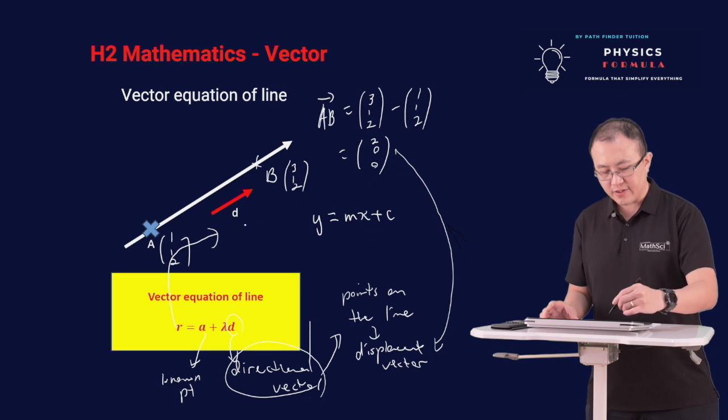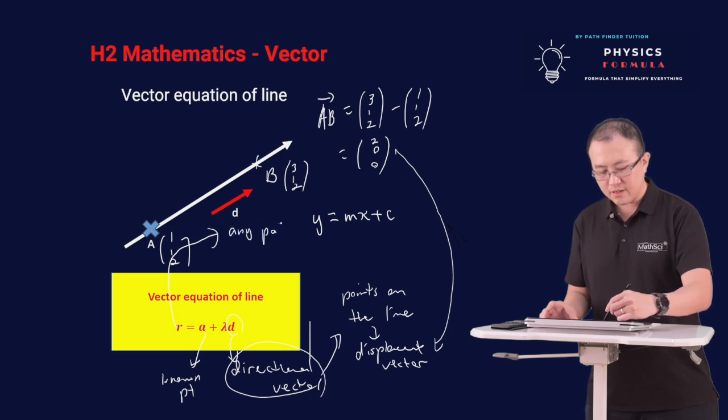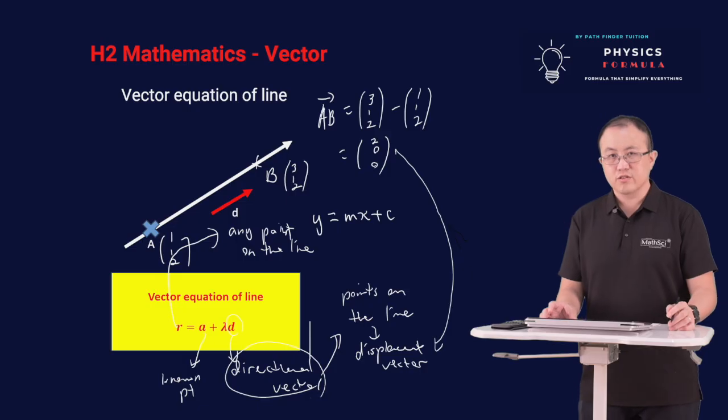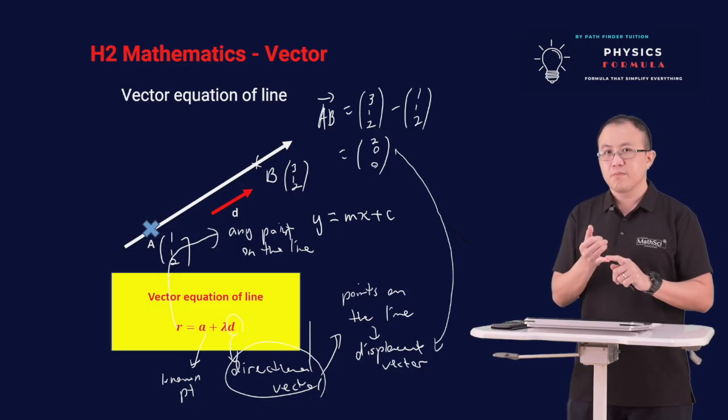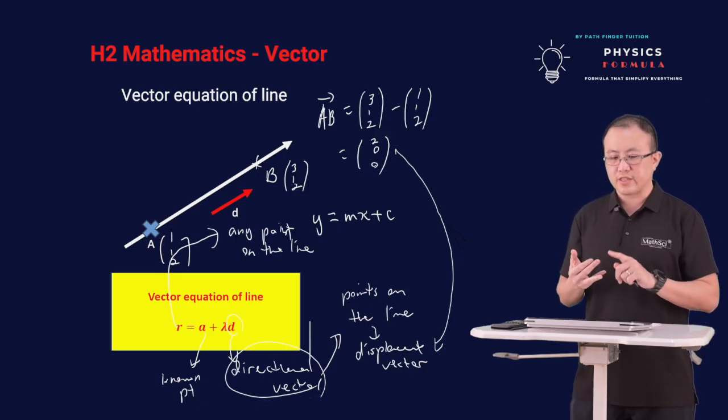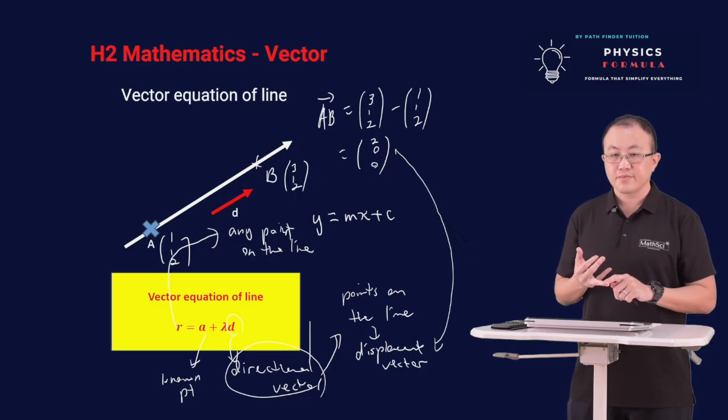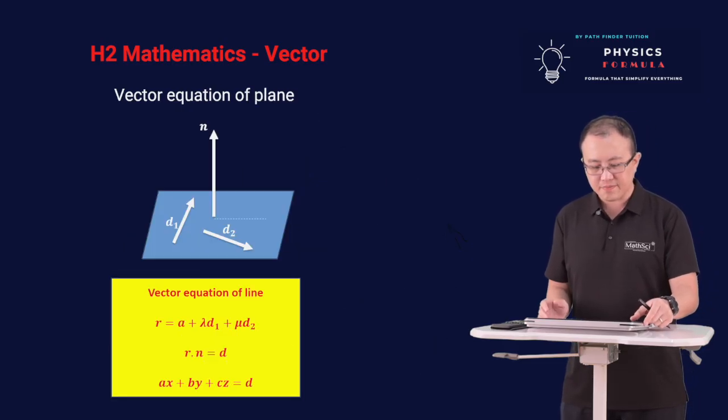So basically, any point r, this r that you see here, is in fact any point on the line. It can be given by a specific point plus a scalar multiple of the direction of the line itself. Okay, so this is the vector equation of the line.